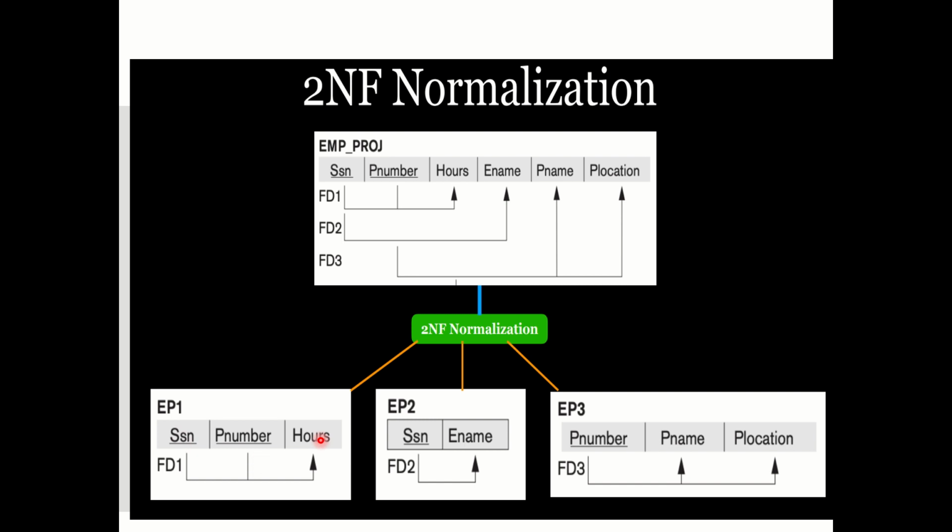So when you look at hours, it has to know for which employee and which project he is actually working, so it's fully functionally dependent. And E name is fully functionally dependent on SSN. And the project name and the location are fully functionally dependent on the P number. So this conforms to, or abides by, the rule which has to be followed in 2NF. So when we split this particular table, it is in second normal form.